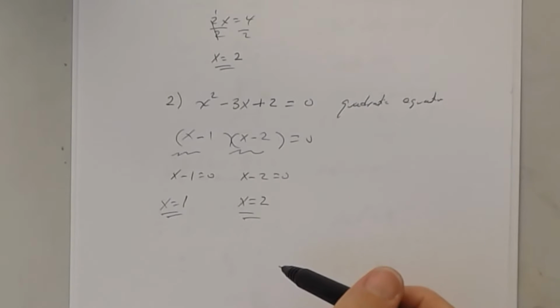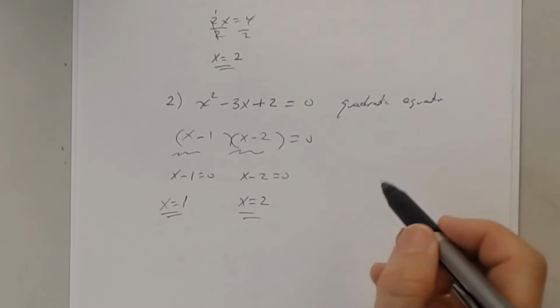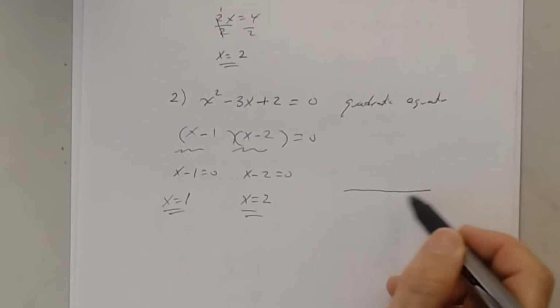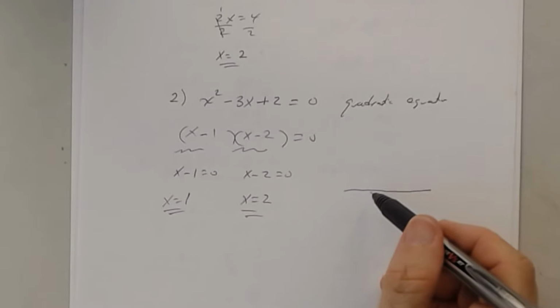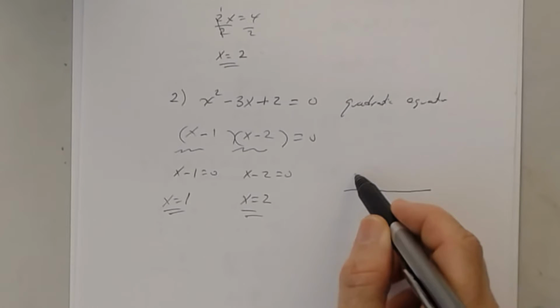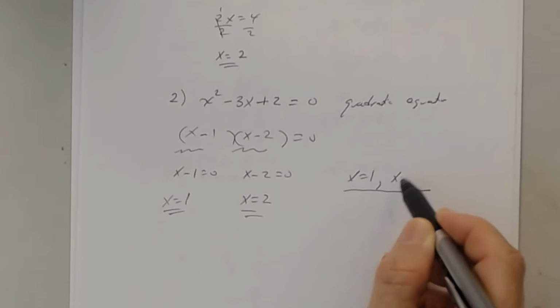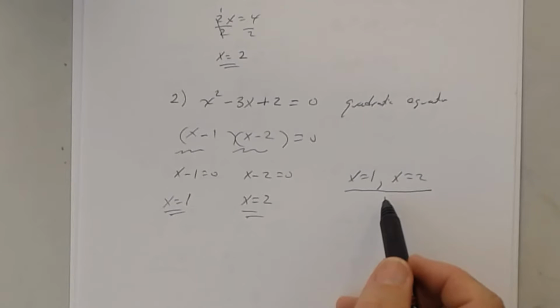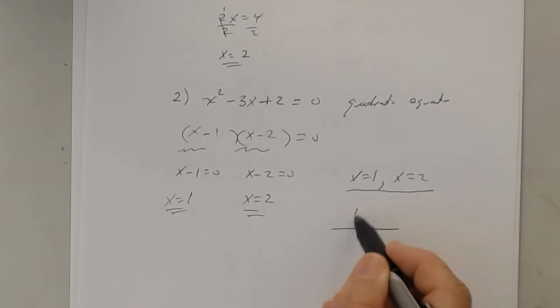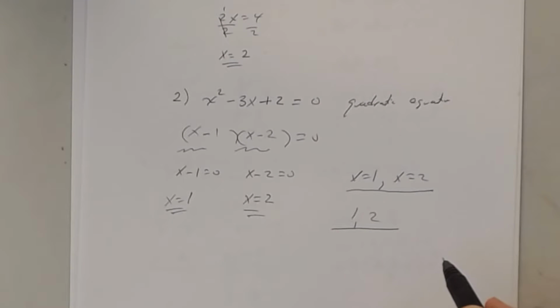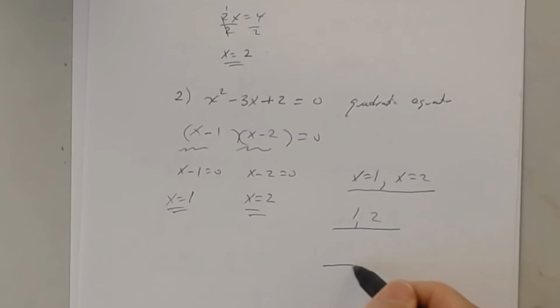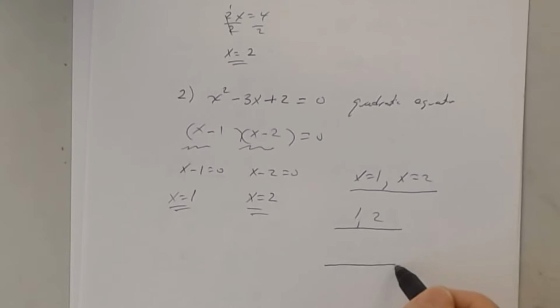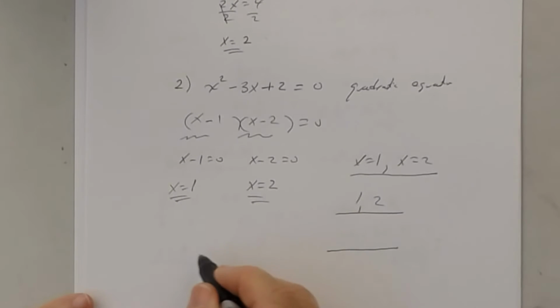All right, now when writing the solutions, you're going to be given a blank. You can put the solutions. There are several ways you can indicate what the solutions are. You can actually say x equals 1, comma, x equals 2. You can say it like that. You could, if you want to, just say 1, comma 2.